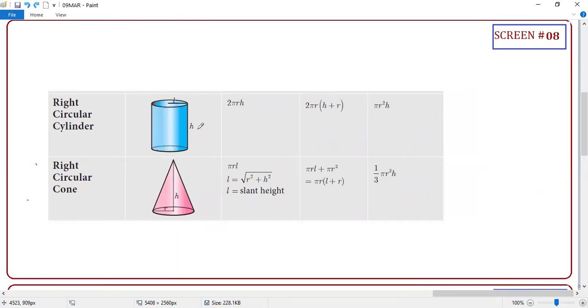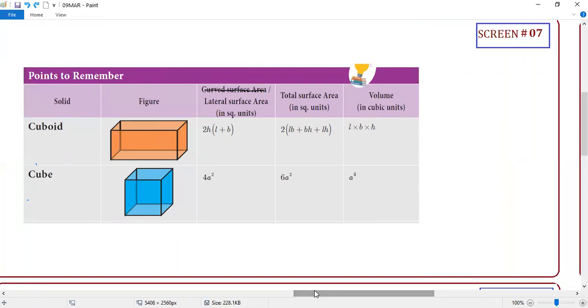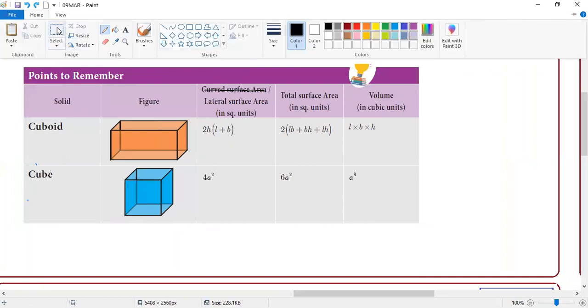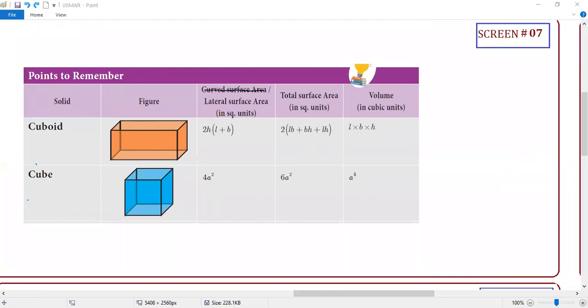And cylinder. The CSA, guys, I wanted to highlight. Sir, you said TSA and LSA, are both the same or different? Does anyone know? LSA, TSA, same or different? Different, sir.